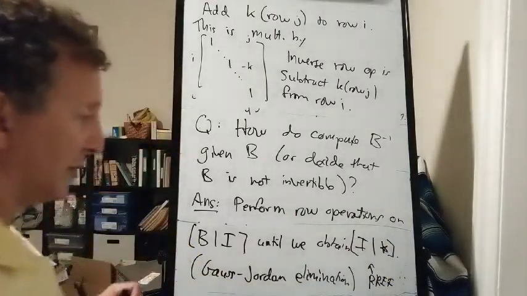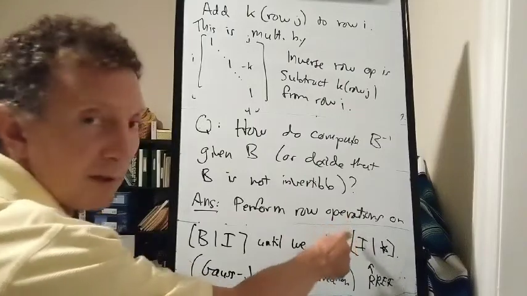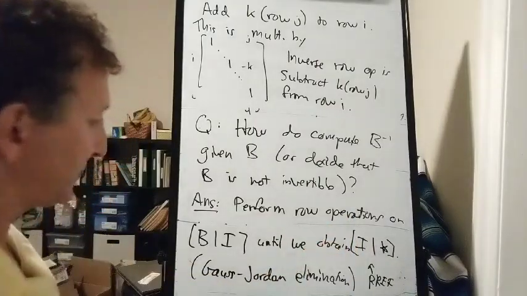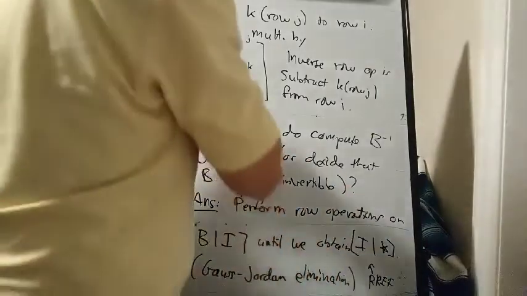This matrix will be in row reduced echelon form, because every one here is going to have zeros above it and zeros below it. So let's do an example of this.